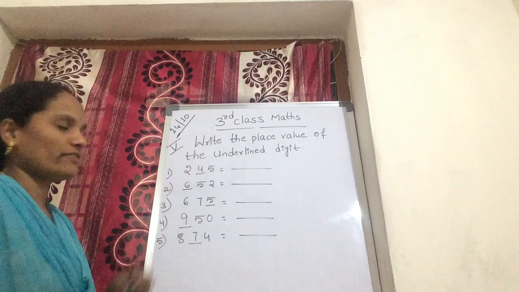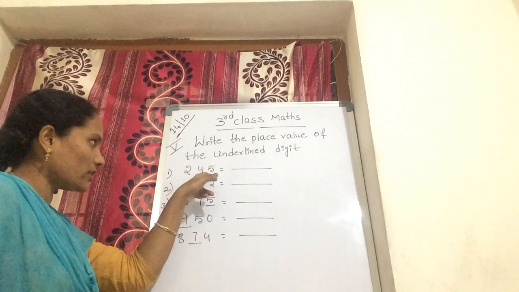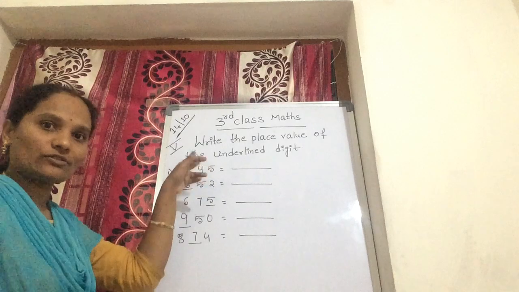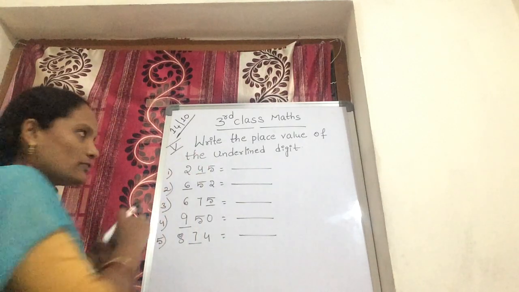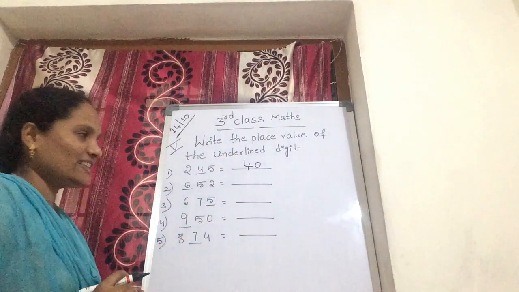What is the place value of 4, Amma? How to read this? 245. So what is the place value here? How to read that? 40. So what is the place value? The place value of 4 is what? 40. Okay. Now next.